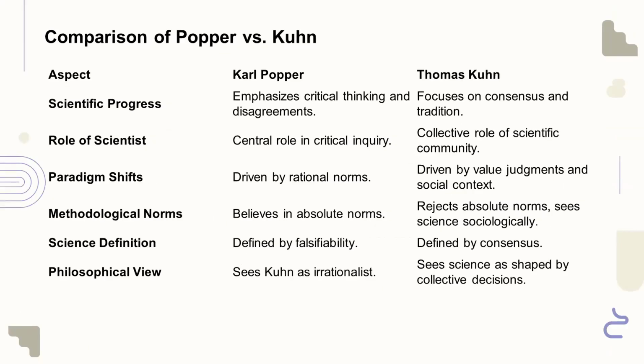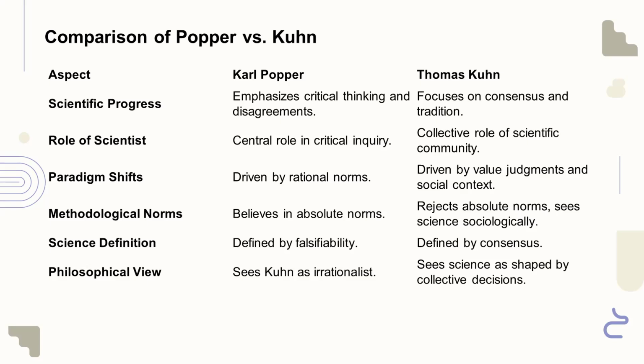In this slide, we can talk about the comparison of Popper versus Kuhn philosophy. Karl Popper describes scientific progress by emphasizing critical thinking and disagreements, while Thomas Kuhn describes scientific progress by focusing on consensus and tradition. Karl Popper sees the role of scientists as central to critical inquiry, while Thomas Kuhn sees the role of scientists as the collective role of the scientific community.